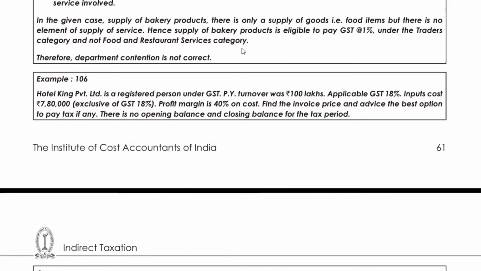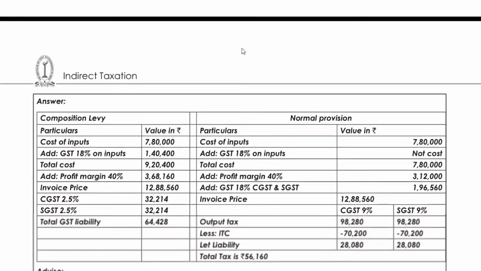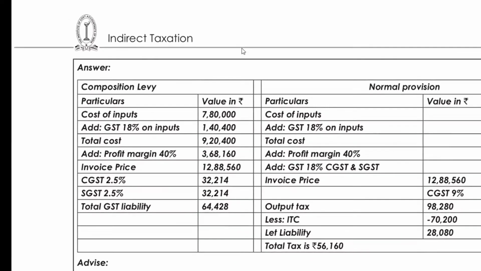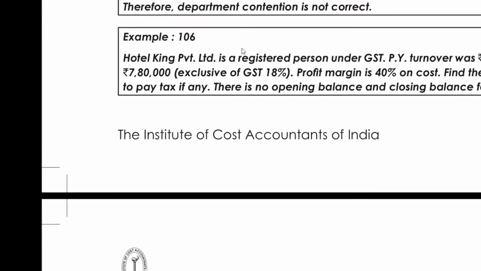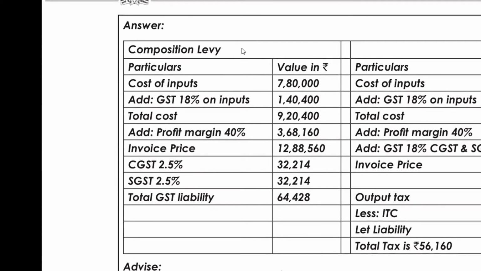So let's see it for the composition levy. The cost of inputs is 7,80,000, exclusive of GST. So we need to add GST, because whatever I sell under the composition levy, the selling price will be cost plus tax, since I'm not eligible to collect tax separately. I won't be eligible to claim ITC, so I will include the tax in the cost.